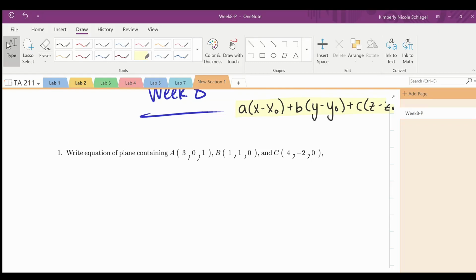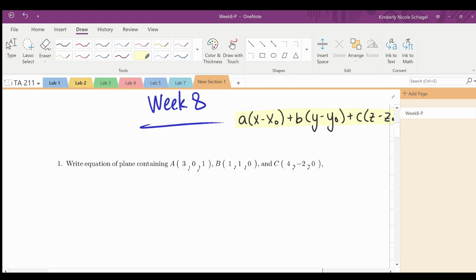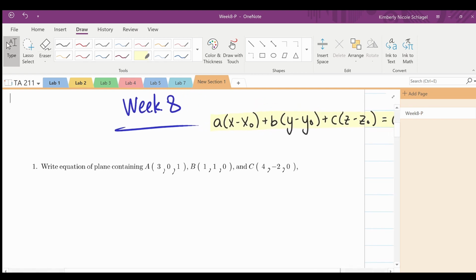In this video, we'll be going over the solutions to lab problems from week 8. This lab is focused on introducing planes and using cross product and a little bit of linear transformations. But this first problem here pertains to planes.